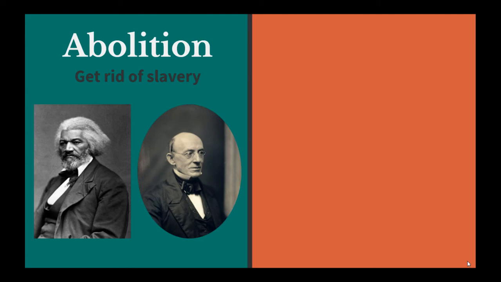And on your screen, we have two abolitionists, or people who wanted to abolish slavery. On the left, there's Frederick Douglass, and on the right, there's William Lloyd Garrison. Abolitionists like these two people fought for the abolition of slavery. They wanted slavery to be illegal in the whole United States.